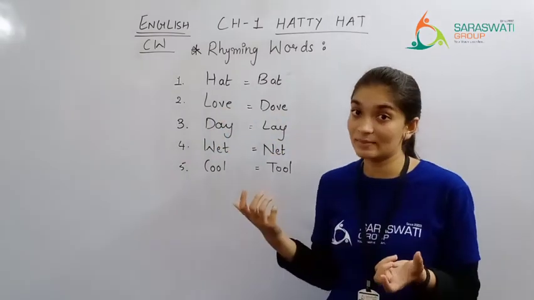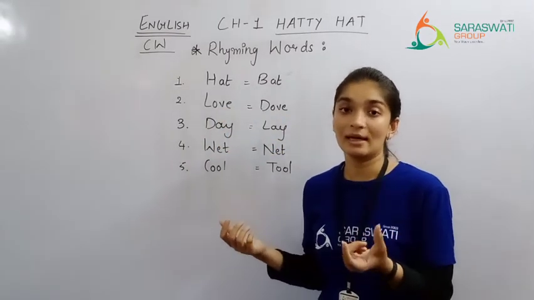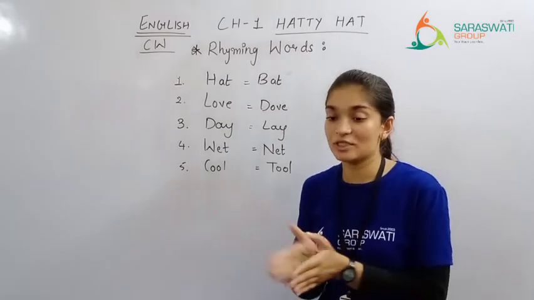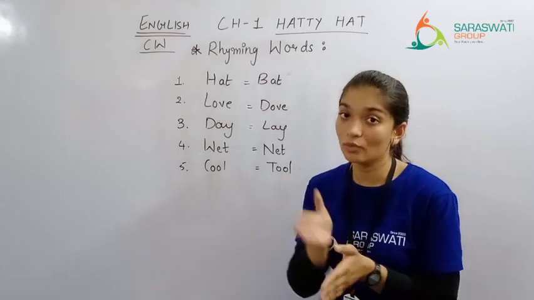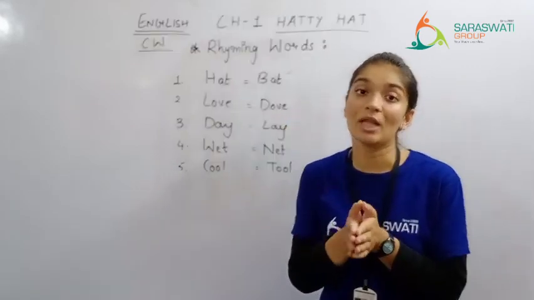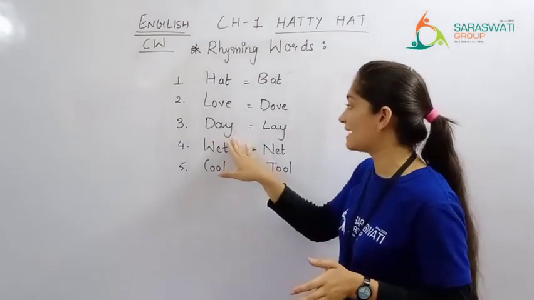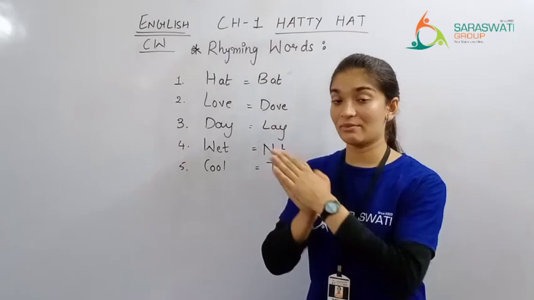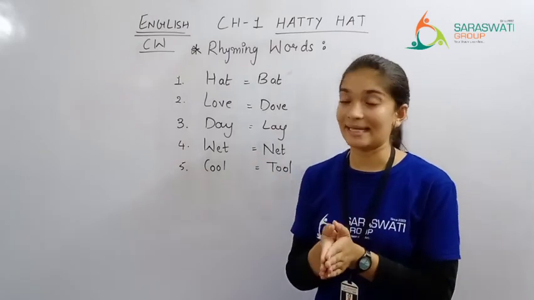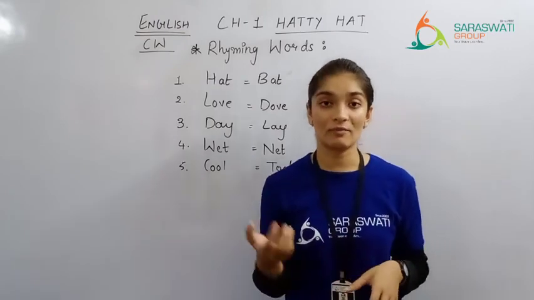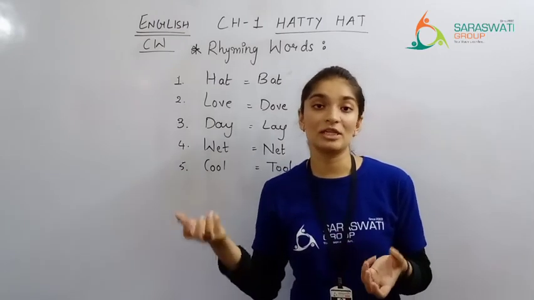It is sounding similar. Are you observing the sound? Love, dove, right? So love is you have strong feeling for someone or somebody which you like, whom you like, and dove is a white bird which is a symbol of peace. Day, lay. Day means you have days of week, Monday, Tuesday, Wednesday and so on. That is day, lay. And lay means to put something or someone into a particular position or place.